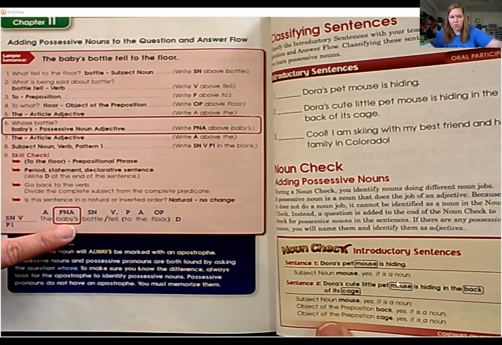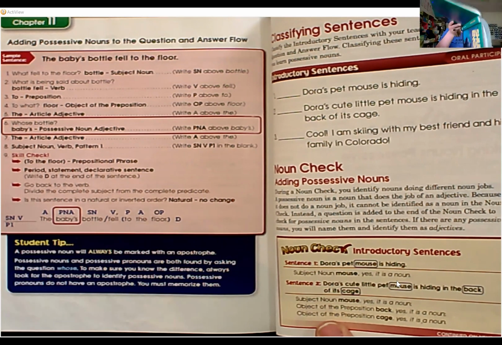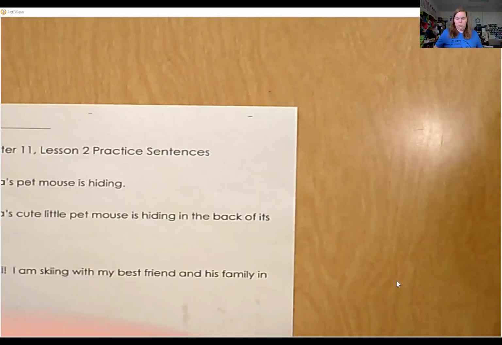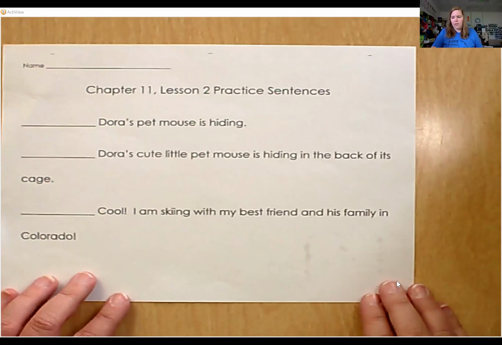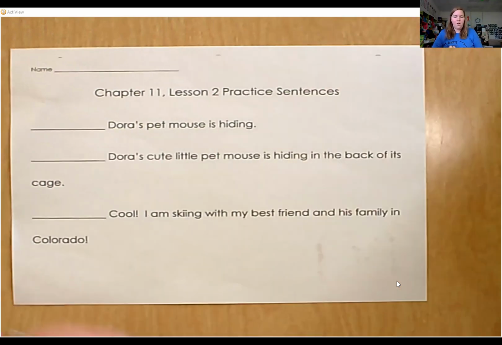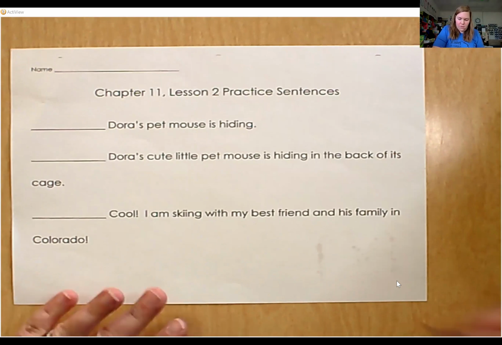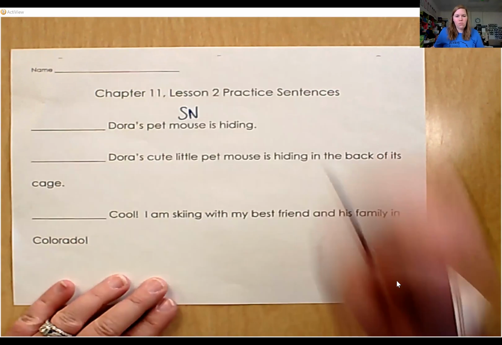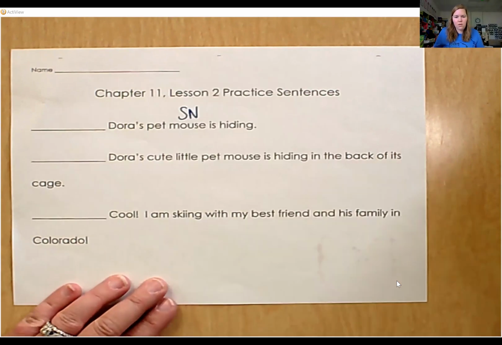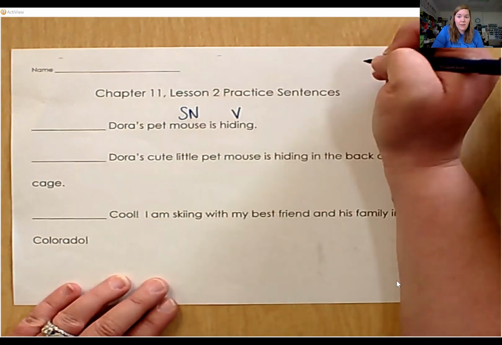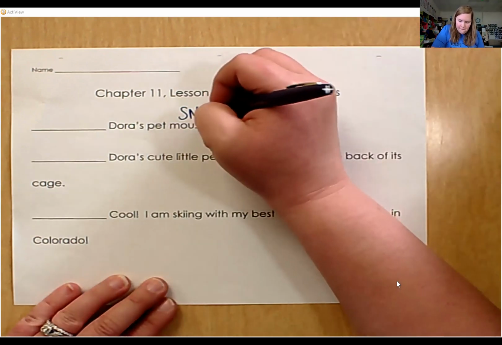Let's go ahead and do our 3 practice sentences together. We're going to get our book out again here in just a few moments. Chapter 11, lesson 2. The first sentence says, Dora's pet mouse is hiding. Any prepositional phrases here? No. So what is hiding? What's the subject? Mouse. Subject noun. What is being said about the mouse? Hiding. Verb is a helping verb, HV.